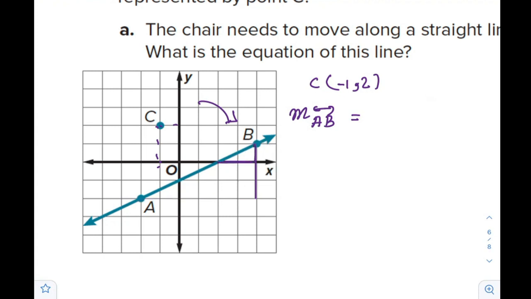You can use this, it's fine. 1 over 2. If you use this over that, count it, it will be 3 over 6. Same thing, 1 over 2. And it is a positive slope. And this is -1 over -2, so it's 1 over 2. You know that it's a positive slope. So the slope of the line is 1 over 2.